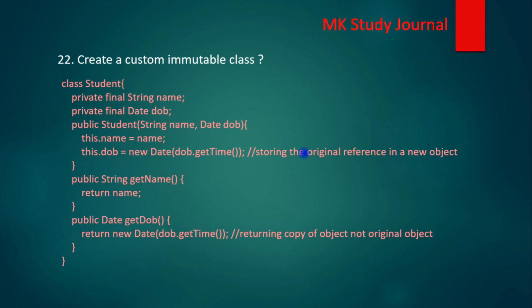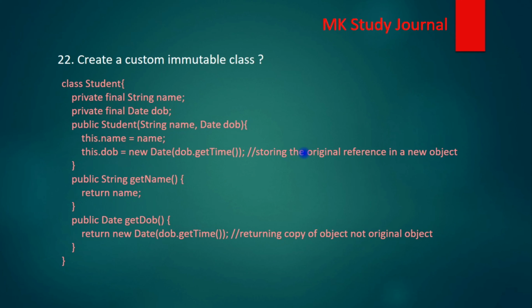All the members are final, and we are setting the values through the constructor, and we are not providing any setter method, only getter methods. But here the date object is a mutable object. So to maintain the immutability of this class, while setting the dob, we are creating a new date object and storing the value in that. We are not storing the original object as it is, so that if the original object gets modified from another place, our object will not be impacted.